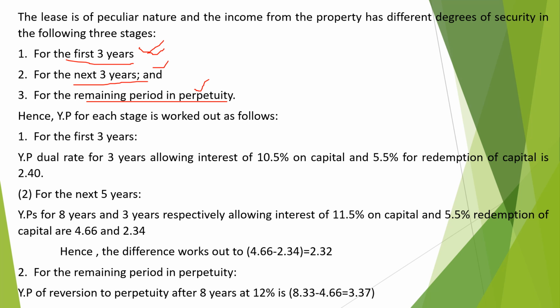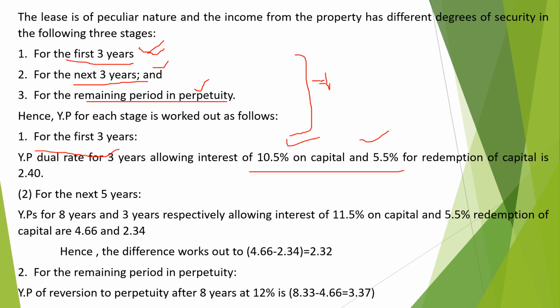We will be doing this question assuming that no data is given for enhancement of rent for any period after the first 3 years. So we assume the rent will remain the same throughout the life of the building. No data is given, so we assume it remains the same throughout the life of the building. So first we calculate the YP for the first 3 years at 10.5% on capital and 5.5% for reduction.